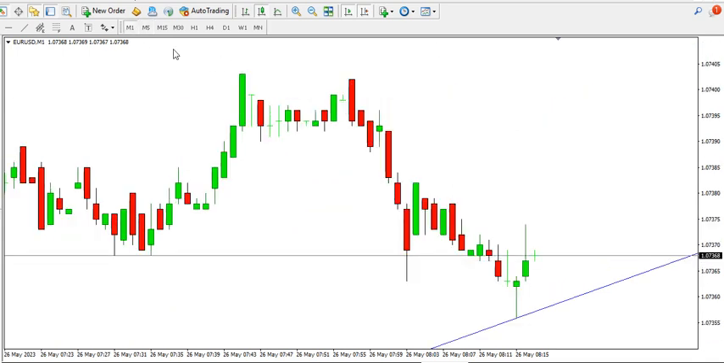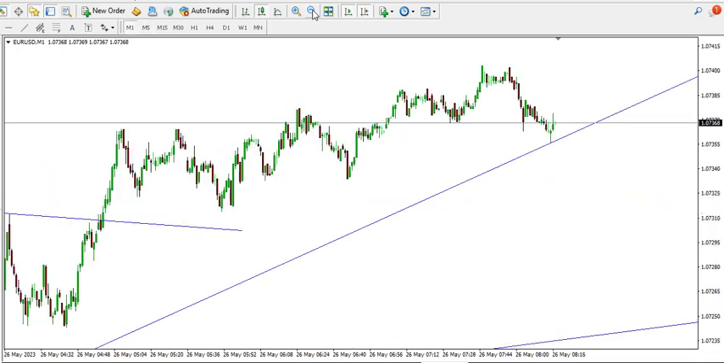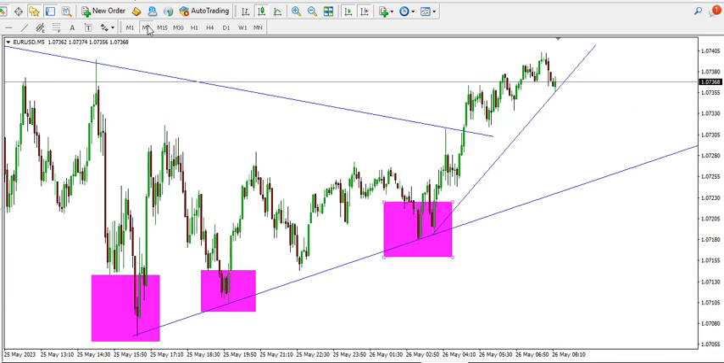On the 1 minute time frame, what do we have? You can see that price is still ranging. We might want to look out for the range breakout before we make our trade decision.